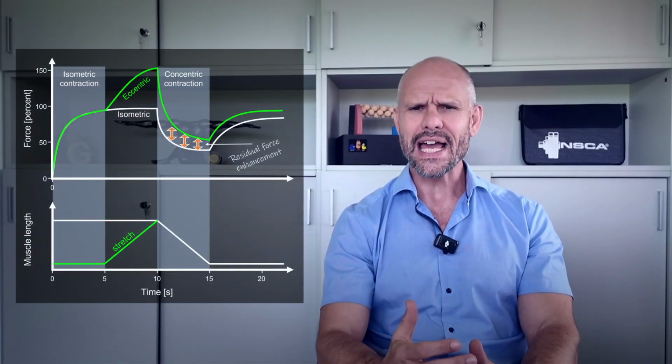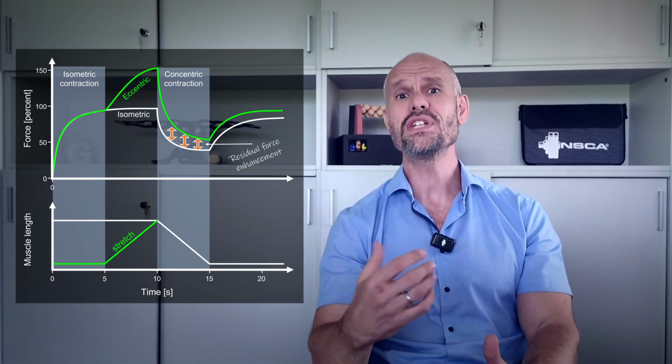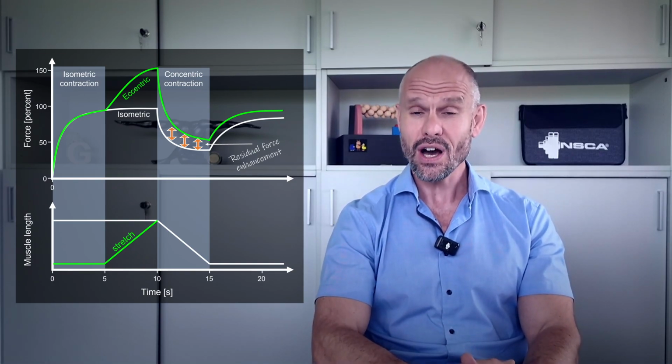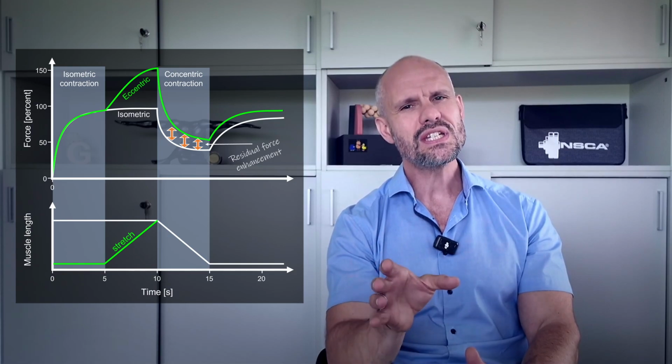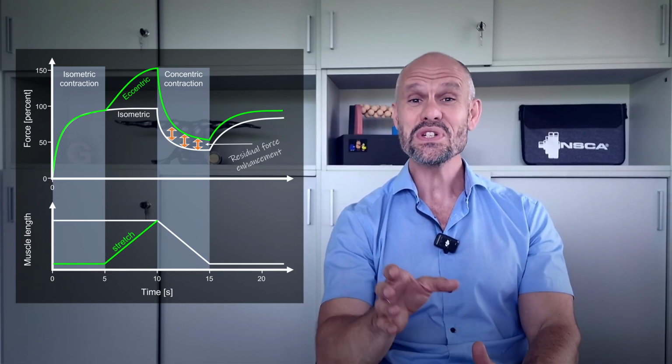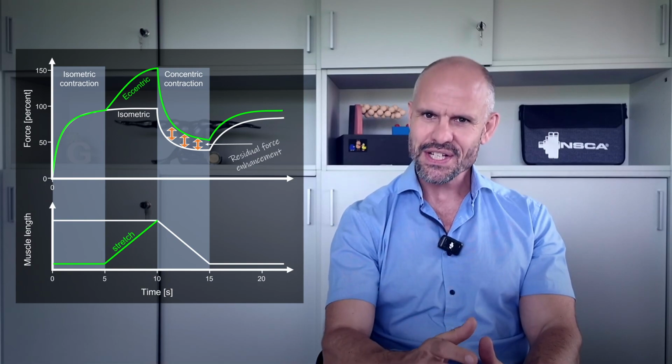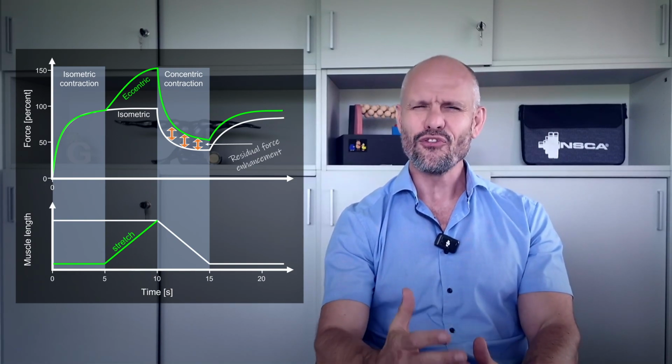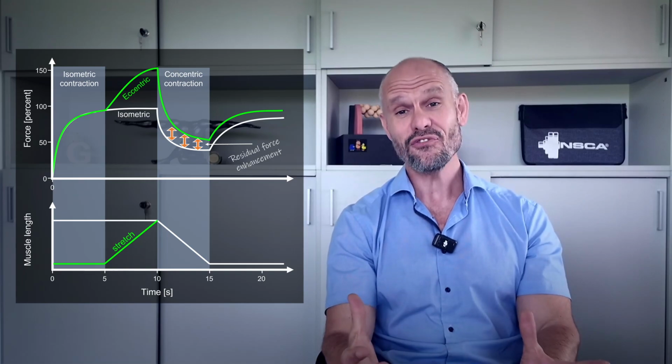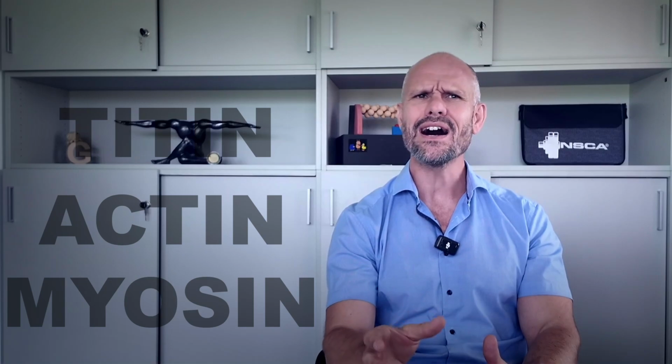Titin also explains history-dependent effects like residual force enhancement and residual force depression. Hahn and colleagues suggest that active stretch stiffens titin, increasing post-stretch force. In contrast, after shortening, titin slackens and force drops. These results speak in favor of a three-filament model, rather than a system based solely on actin-myosin interaction. So titin actively contributes to force generation and plays a role in the muscle's mechanical memory.